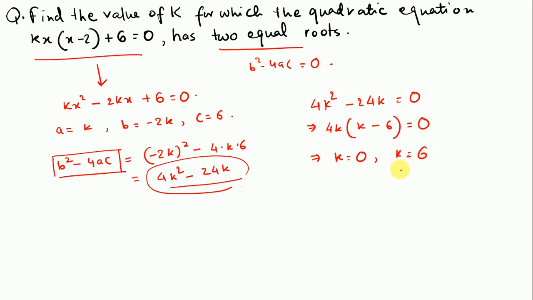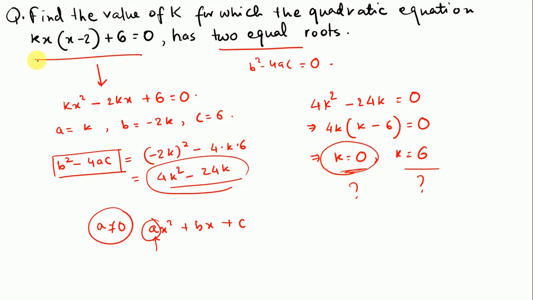The thing is, which one should we take, k equals 0 or k equals 6? See, in a quadratic equation ax square plus bx plus c, this a should not be 0. So if we take the value of k as 0, then the coefficient of x square becomes 0. This is not possible. So we will take the value of k equals 6. This is a kind of question which you can get in your exam. So this is how you will solve it.